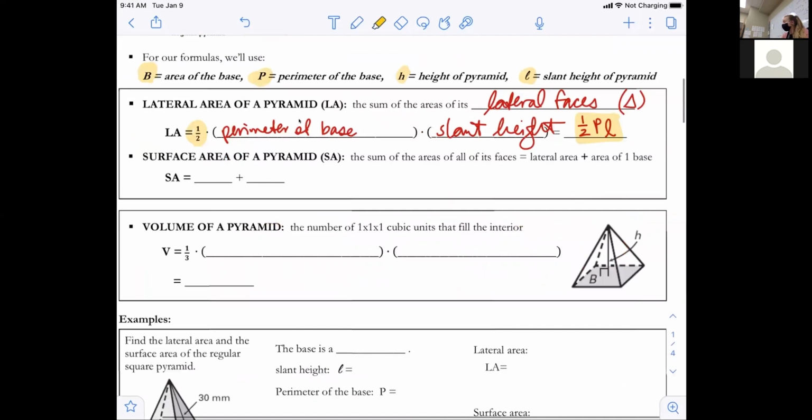Okay. Surface area is the same thing as what we did before. It's LA. But instead of it being plus 2B, how many bases do I have this time? Just one, right? So it's just going to be plus B.